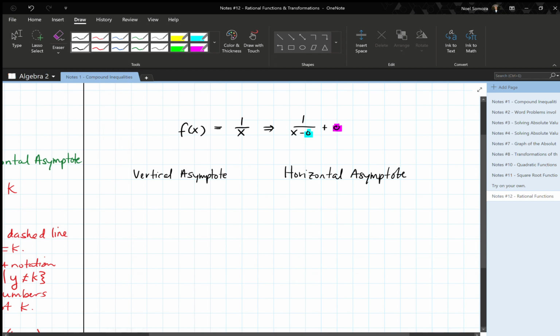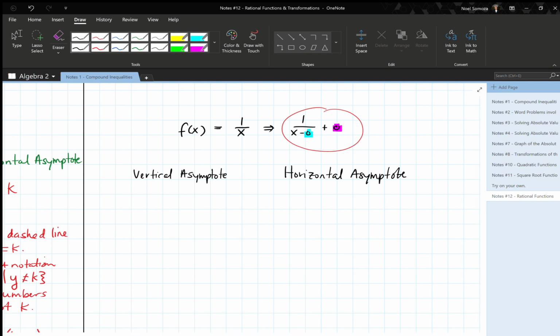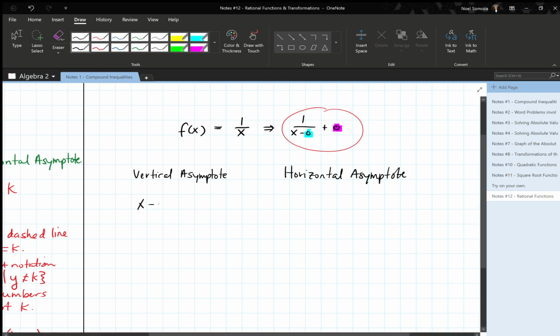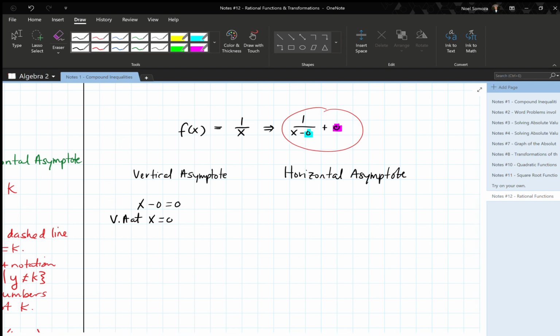Okay, so let's go back to the original here, or actually we can work with this one right here. Notice that in order to find the vertical asymptote, we are going to set the entire denominator equal to 0. So we get x minus 0 equals 0. Well, in that case, if I add 0 to the other side, I still have x equals 0. So that means I have a vertical asymptote, VA, at x equals 0. Right? So I'll need to draw a dashed line going straight up and down at x equals 0.